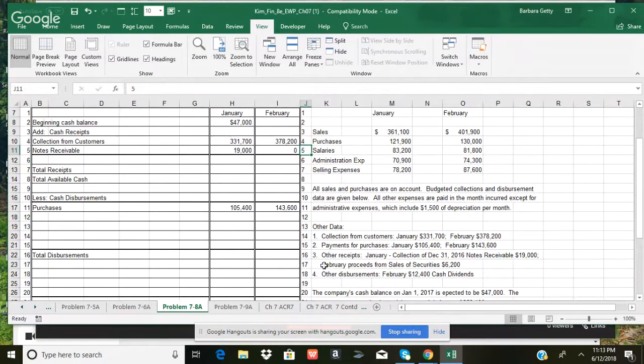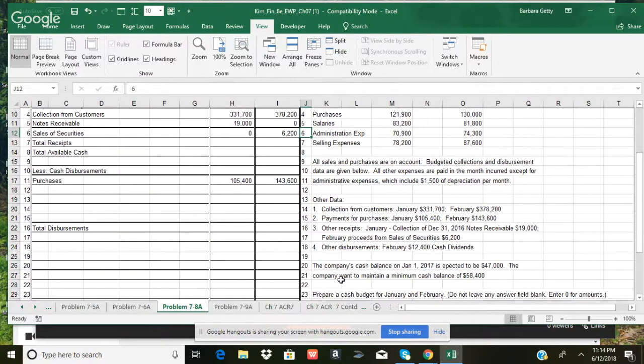So going back to number 3, it tells us also February proceeds for sales of securities is $6,200. So we're going to come up here and put sales of securities. We're going to tab over and we're going to put 0 in January because there's nothing in January. And we are going to put 6,200 in February. So this, okay, and we're going to finish off.